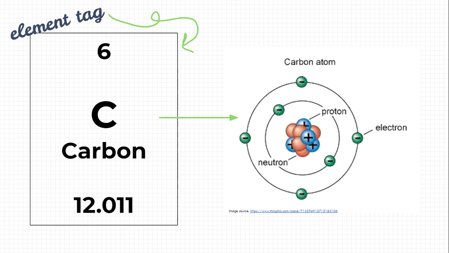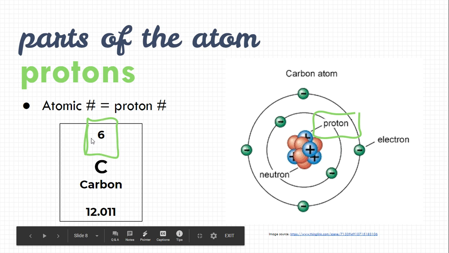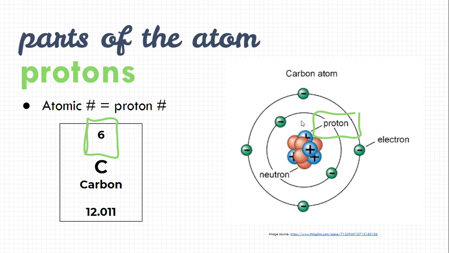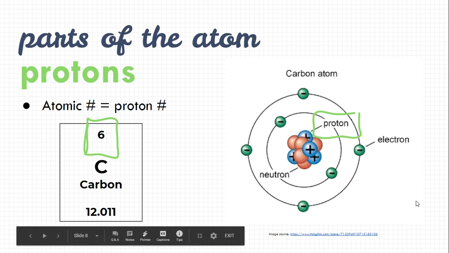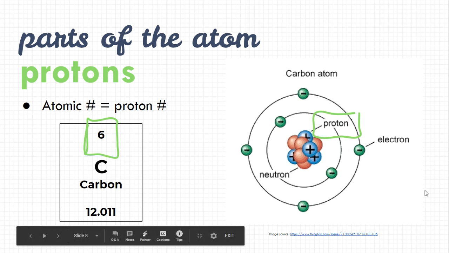Well, we can use the element tag to identify what the atom actually looks like and how many protons it has, how many neutrons, electrons, and so forth. So first, the number of protons is equal to the atomic number of the atom. So a carbon atom has 6 protons because its atomic number is 6. And remember, the protons are located inside the nucleus of the atom. So we have 6 positive charges here. The other 2 are probably hidden in this model.